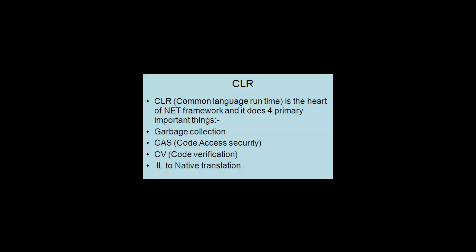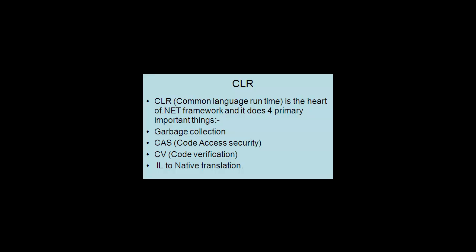The second and third are code access and code verification, and the last one is IL to native translation, where it basically gives the IL code to the JIT. Now, garbage collection means that when your .NET application runs, a lot of objects are created, and at a given moment it's possible that you do not need these objects. So garbage collection is a small background process thread which runs and sees what kind of objects your application is not using currently, and basically reclaims the memory of those objects.